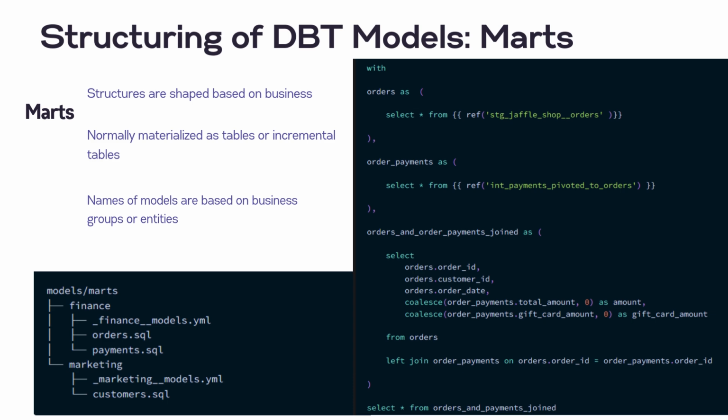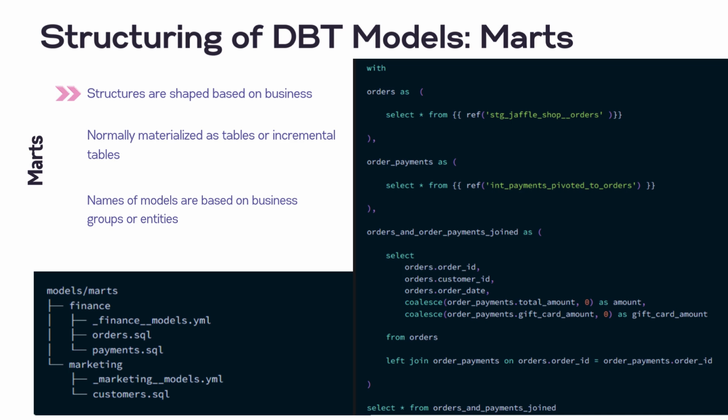Now that we've covered the staging and intermediate layers, let's move on to the Marts layer. This is the final layer in your DBT pipeline, where data is transformed into business-ready models designed for end-user consumption. These models are what analysts and decision-makers rely on to generate insights and drive business decisions.